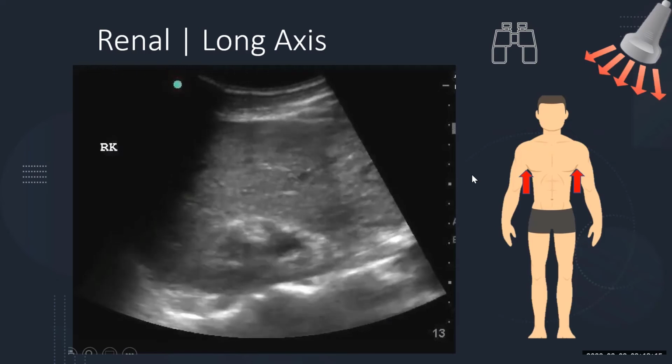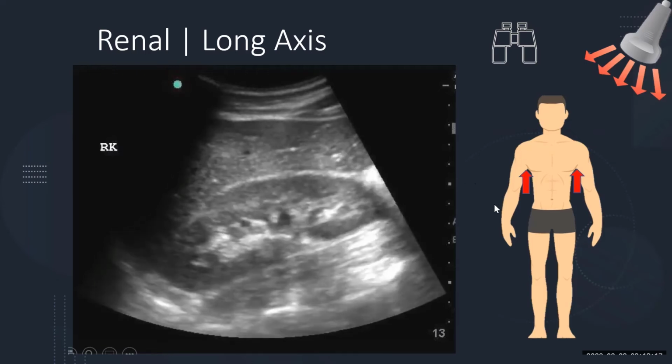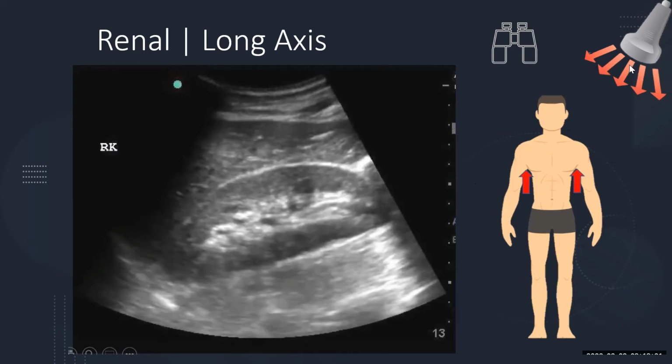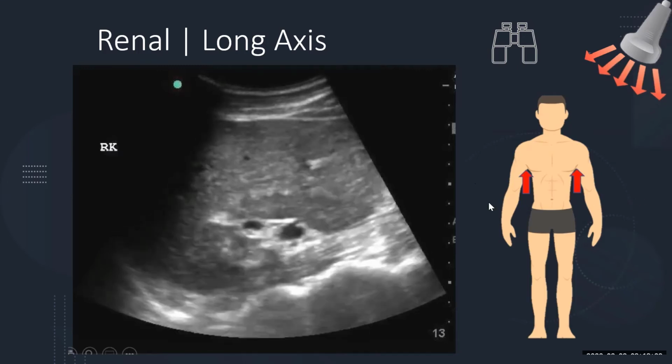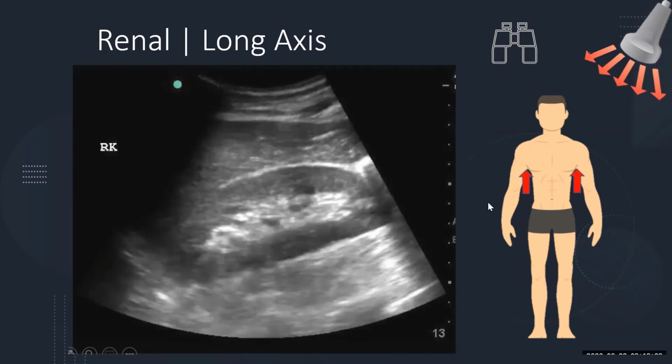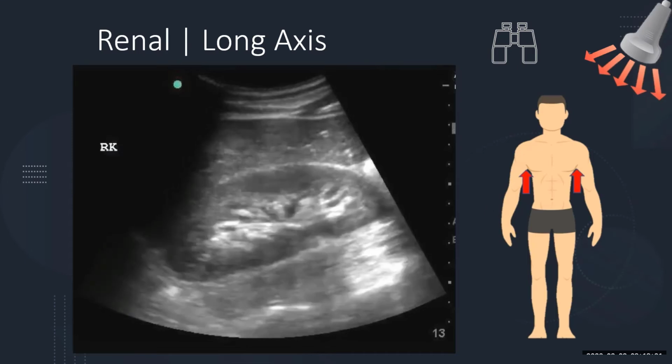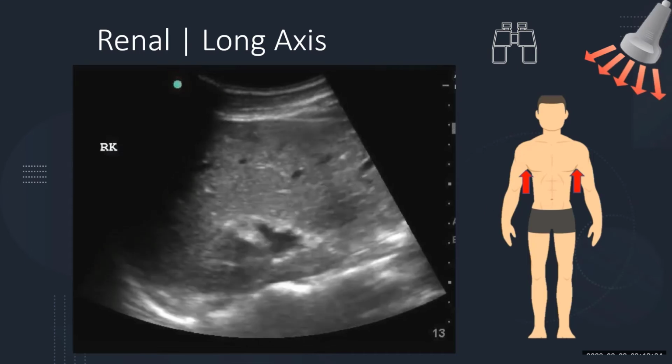So here's a long axis view of the kidney. What you'll be doing is using your curvilinear probe, have it in the mid-axillary line, right and left, and then fan completely through the kidney to make sure that you're not skipping any areas. You might miss a little cyst or hydro.